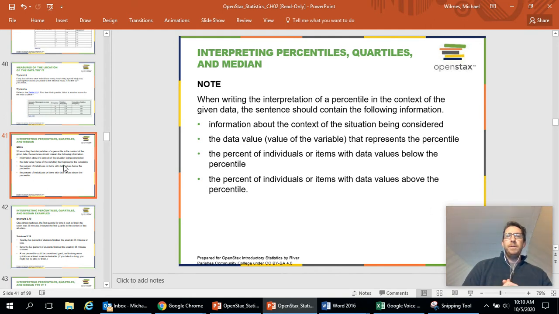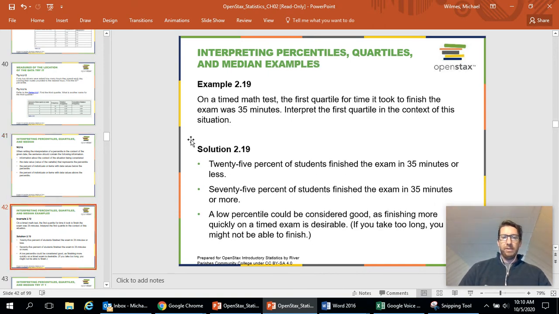All right, so when interpreting a percentile, we'll talk a little bit about what that means. So here's an example for us. On a timed math test, the first quartile for the time it took to finish the exam was 35 minutes. Interpret what that first quartile means. So if the first quartile was 35 minutes, that means at the 35-minute mark, 25% of the students had turned in their test. So 25% of the students finished the exam in 35 minutes or less, but then 75% took longer than 35 minutes.